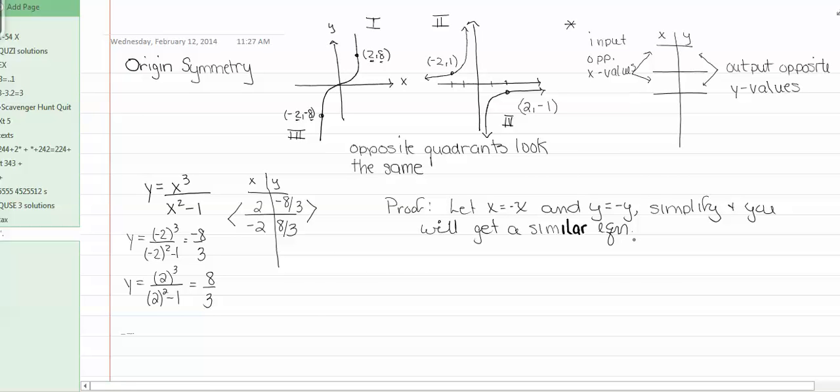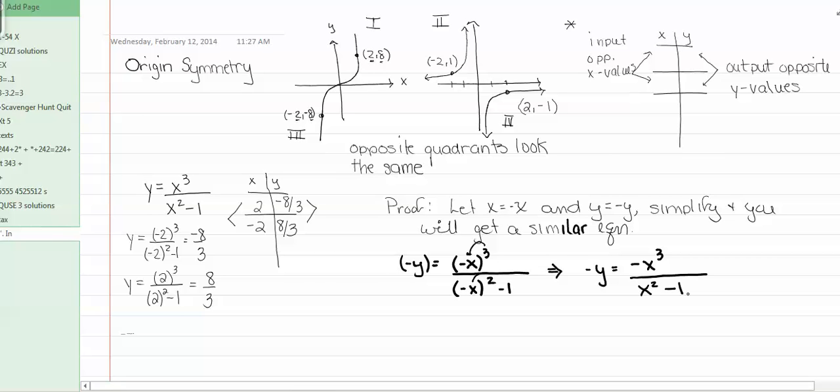So for example, in this problem, if I let negative y equal y, negative x equal x, so everywhere there's an x, it switches out to its opposite, and then simplify it. I'll just come over here with that. It becomes a negative y equals a negative to the third power is still going to be negative. X to the third is x to the third. And on the bottom, a negative x squared is going to be positive x squared minus 1.